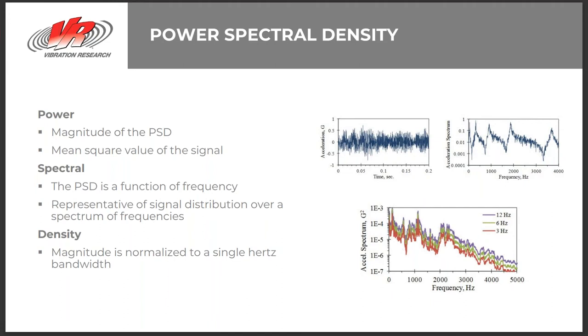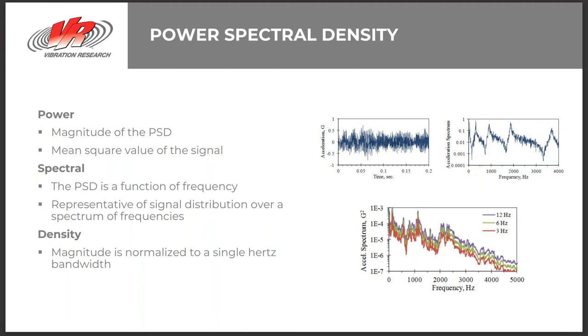And the PSD is an average power over some period of time. So let's define power. Power is the magnitude of the PSD, and that's the mean square value of the analyzed signal. It does not refer to the physical quantity of power, such as watts or horsepower. However, power is proportional to the mean square value of some quantity, such as the square of current or voltage in an electrical circuit. The mean square value of any quantity is the power of that quantity.